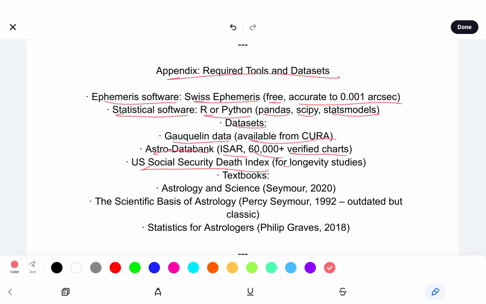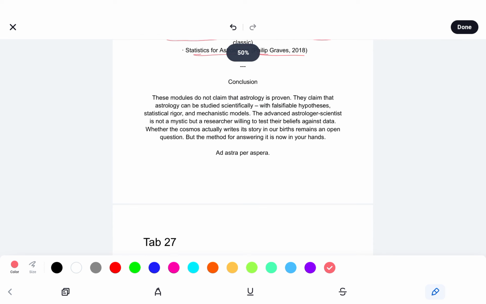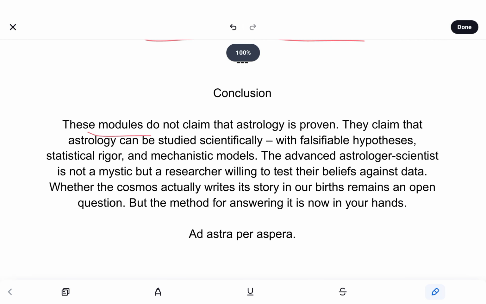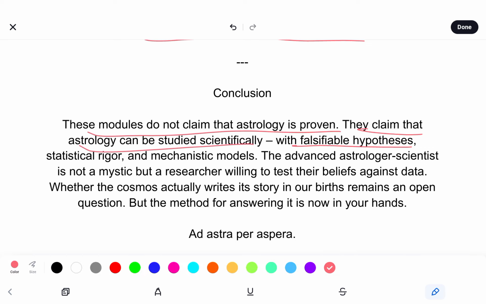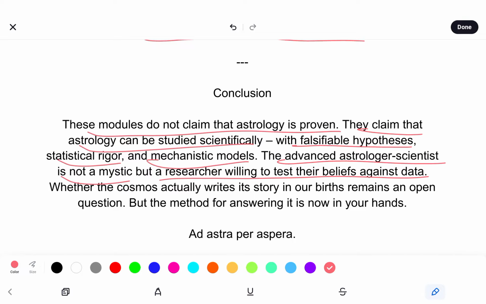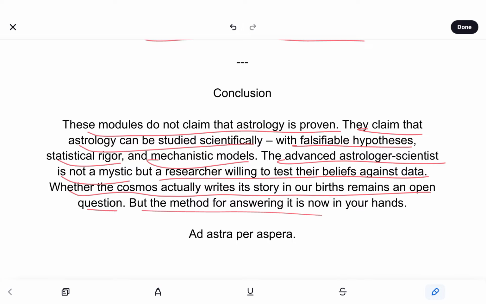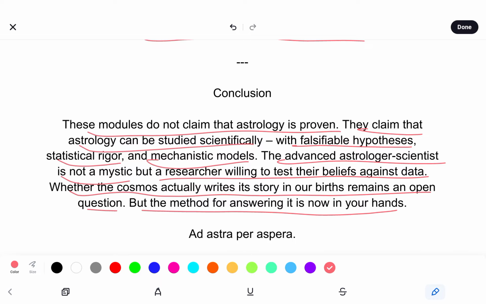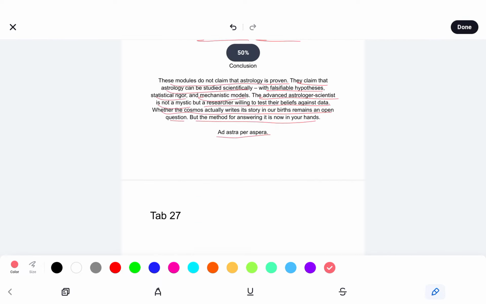the U.S. Social Security Death Index for longevity studies, and textbooks: Astrology and Science, The Scientific Basis of Astrology by Percy Seymour, again outdated but classic, and Statistics for Astrologers by Philip Graves. And we conclude saying these modules do not claim that astrology is proven. They claim that astrology can be studied scientifically with falsifiable hypotheses, statistical rigor, and mechanistic models. The advanced astrologer-scientist is not a mystic, but a researcher willing to test their beliefs against data. Whether the cosmos actually writes its story in our births remains an open question, but the method is now in your hands for answering this. Ad astra per aspera. Right.